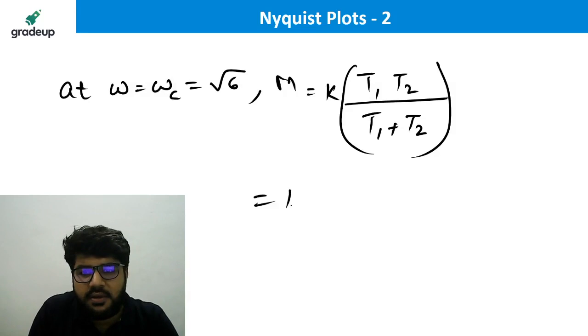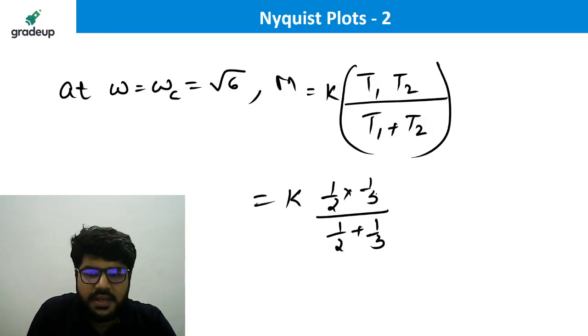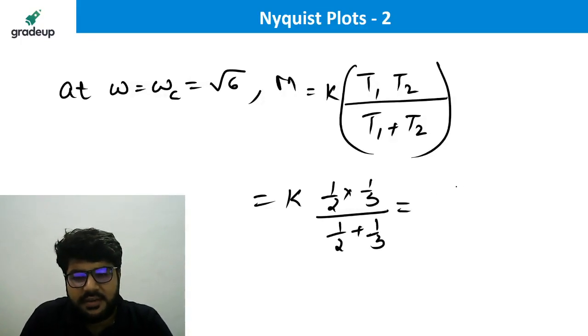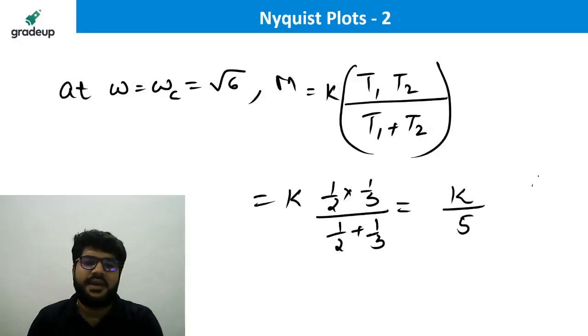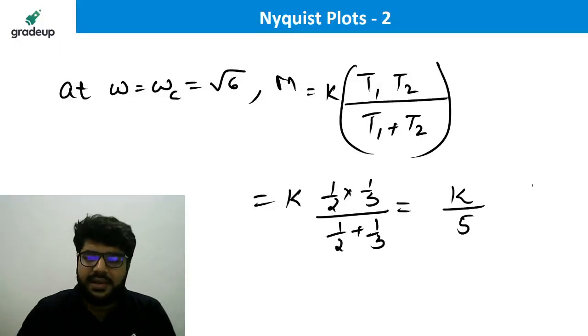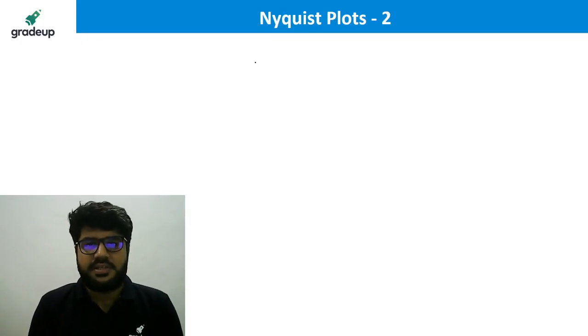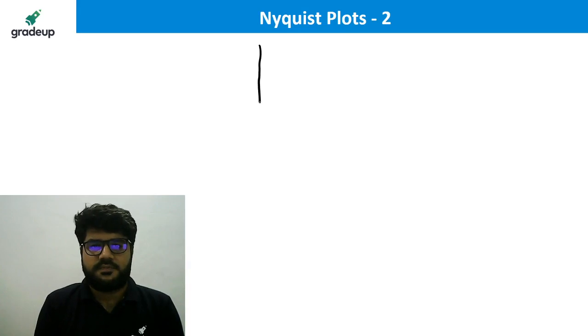So this will be equal to K times (1 by 2 into 1 by 3) divided by (1 by 2 plus 1 by 3), multiplying by 6. I get K divided by 5 at omega equal to omega c equal to root 6. Now let us complete the plot. These are the required calculations done. Let us complete the plot.